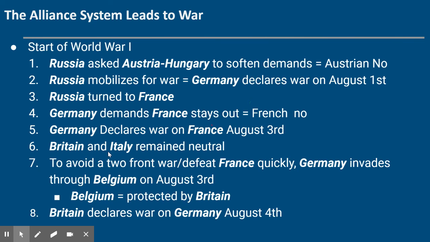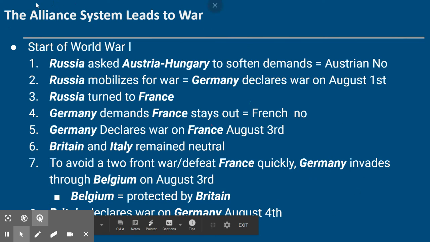To do this, Germany invades France through Belgium, but Belgium is protected by Britain, so then Britain declares war on Germany, and the whole alliance system is now into the war. I know this can be kind of confusing, but if you want to ask me about it, there's some graphics I can give you that very easily show how this war started.